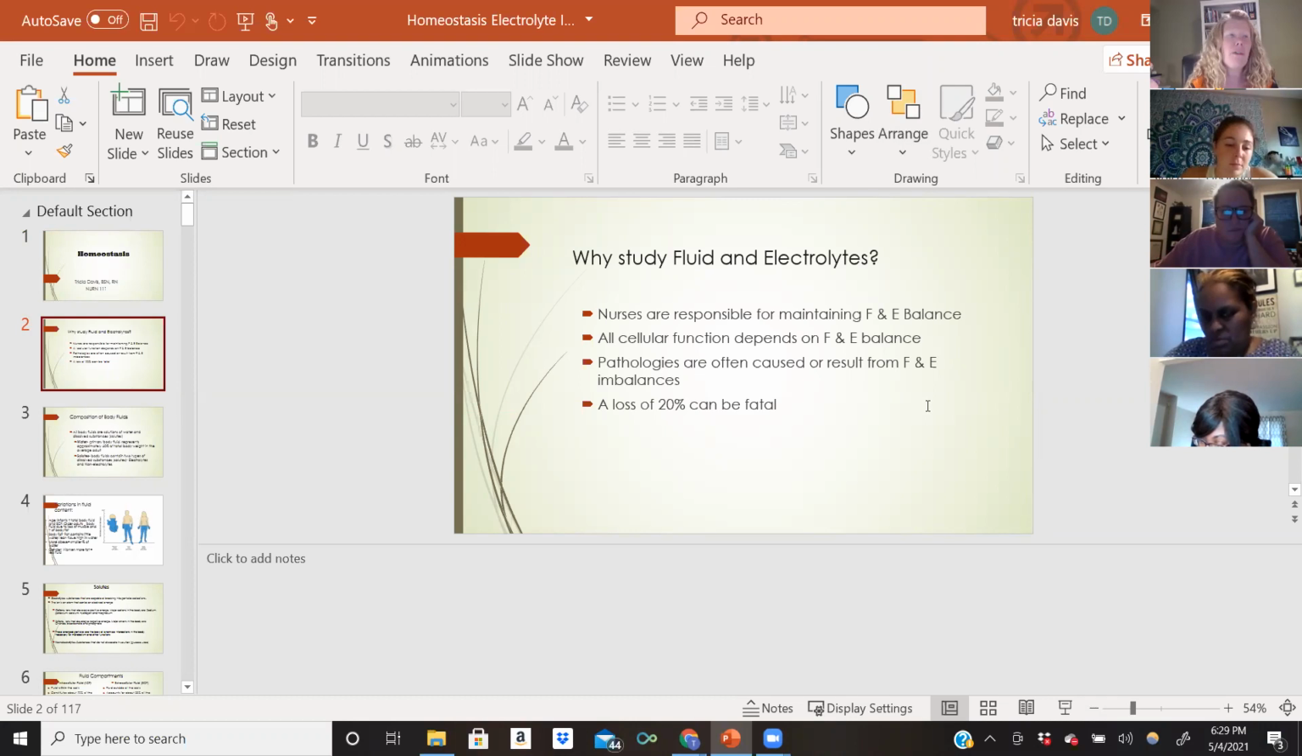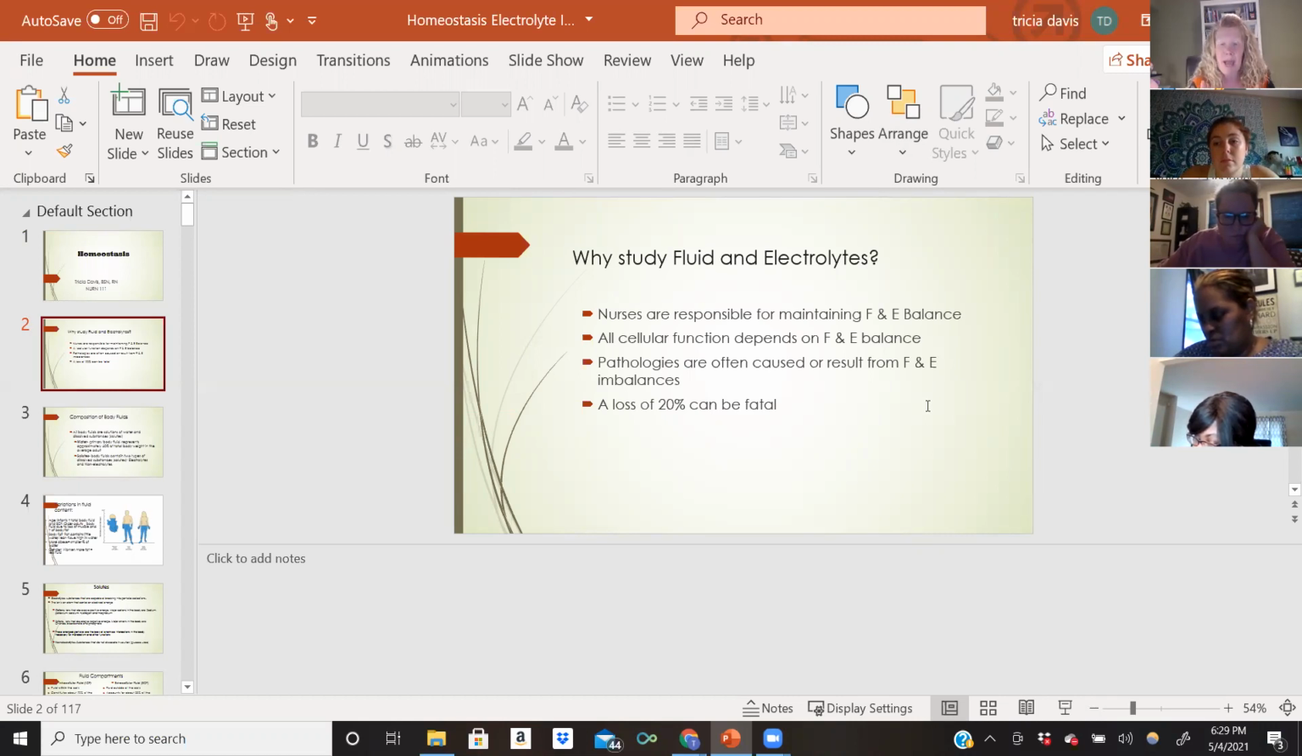Pathologies and different health issues that affect people are sometimes caused by abnormalities in our fluid and electrolyte imbalances. For example, sometimes people who are runners or exercising lose a lot of fluid and then their electrolytes are imbalanced and they can suffer different signs and symptoms. With older people, sometimes they don't drink enough, they get dehydrated, and they present to the emergency room exhibiting certain signs and symptoms of electrolyte imbalances. So we need to be able to, as nurses, know how to treat these patients and what to look for.